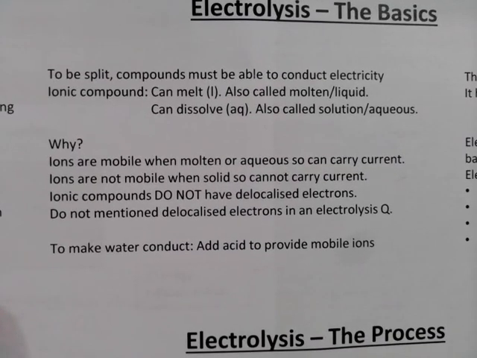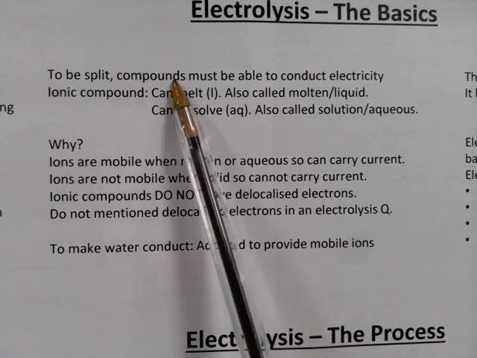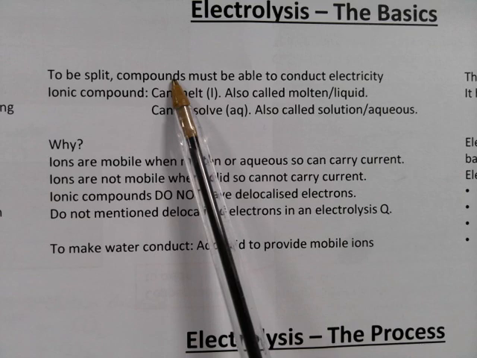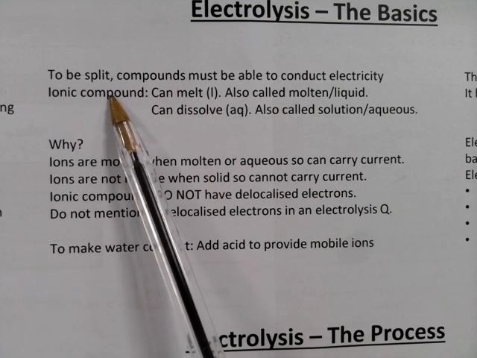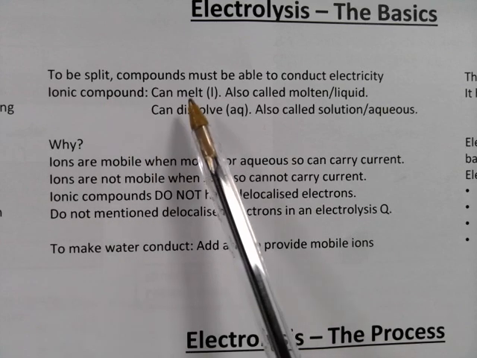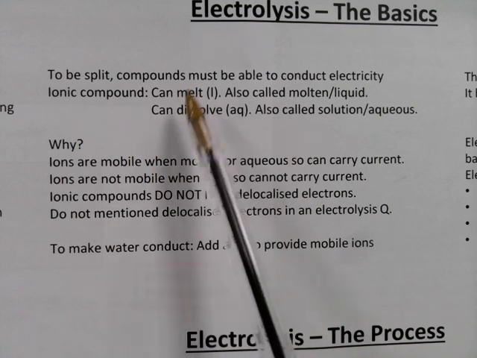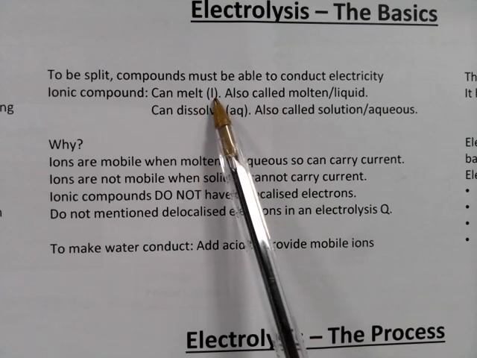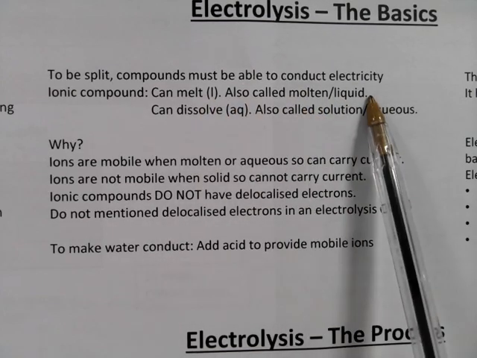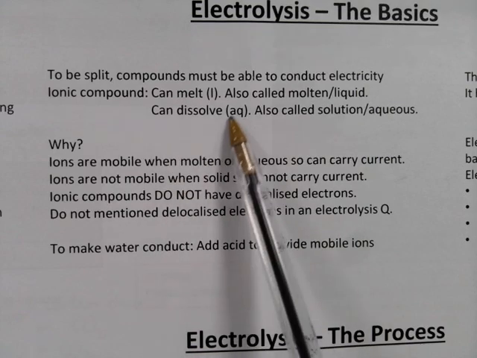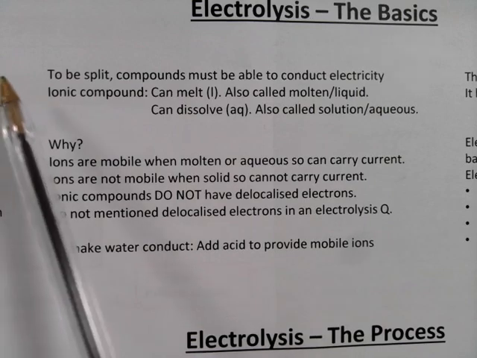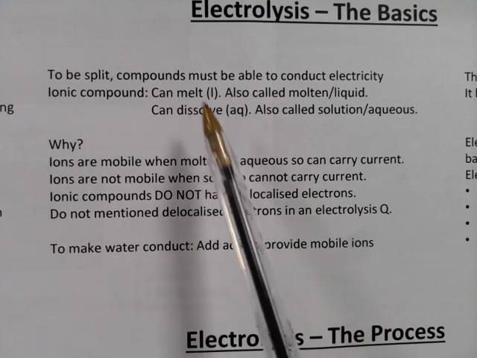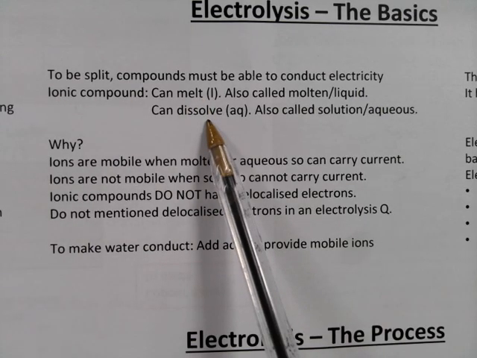The fact that it requires electricity is the focus of the next little section here. If your compound doesn't conduct electricity, electrolysis will not work. So I said we're going to split up an ionic compound or water. In the case of the ionic compound, to make it conduct electricity, I can either melt it or I can dissolve it. If I melt it, I give it the state symbol L, and I can also describe it as molten or liquid. If I dissolve it, I give it the state symbol aq, and I call it aqueous, or say it's in solution. So once my ionic compound is molten or aqueous, it is able to conduct electricity.